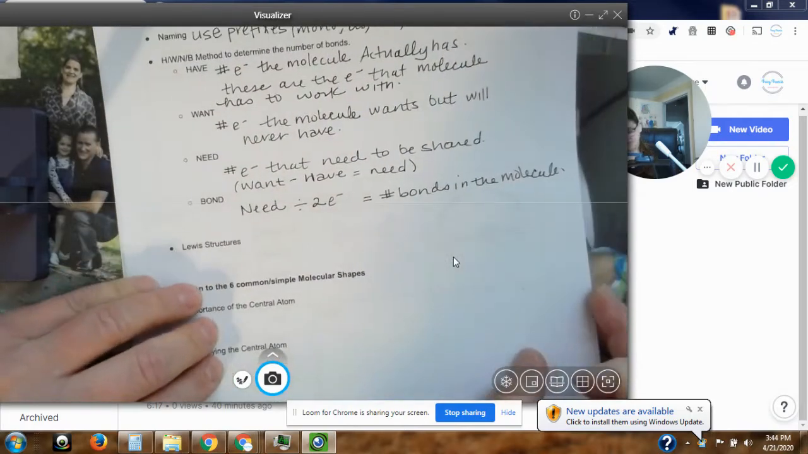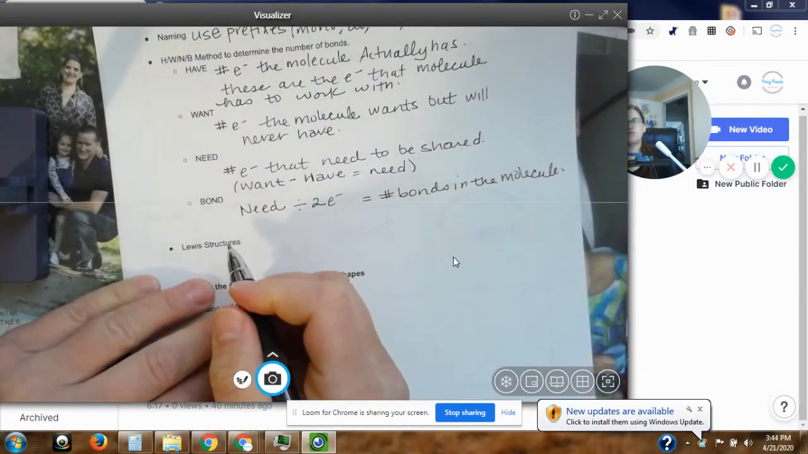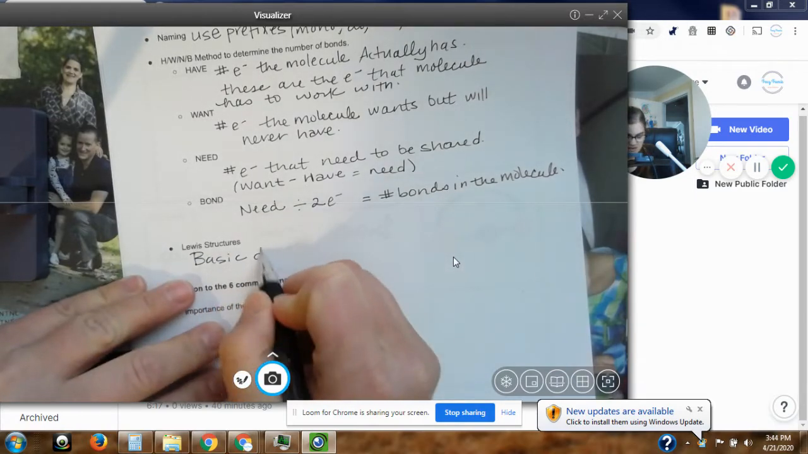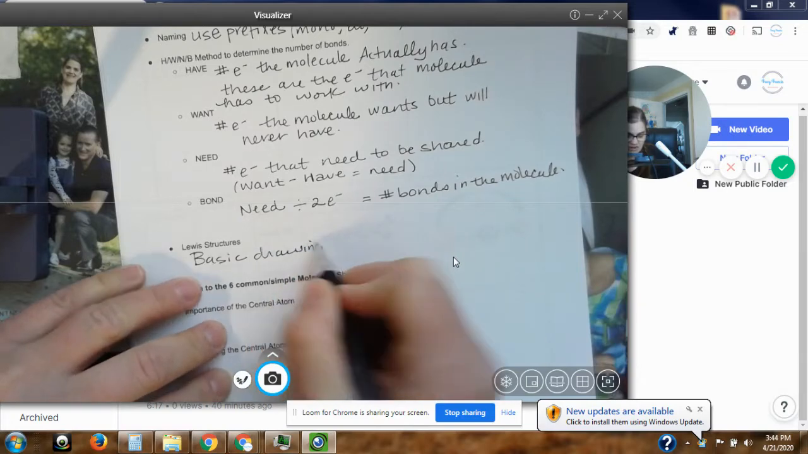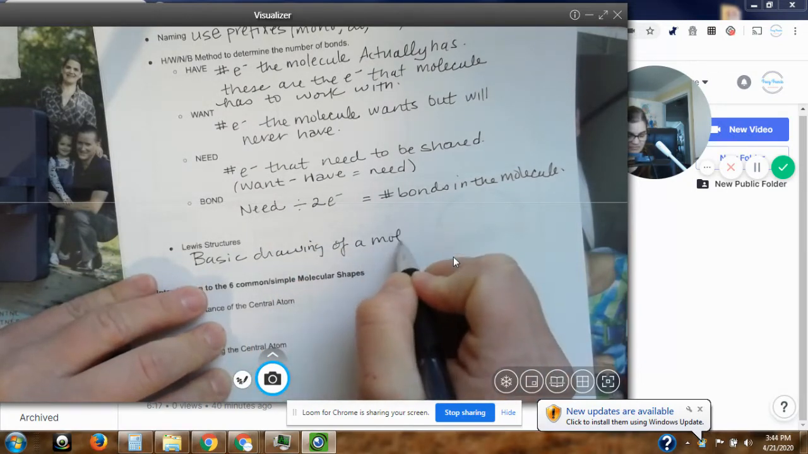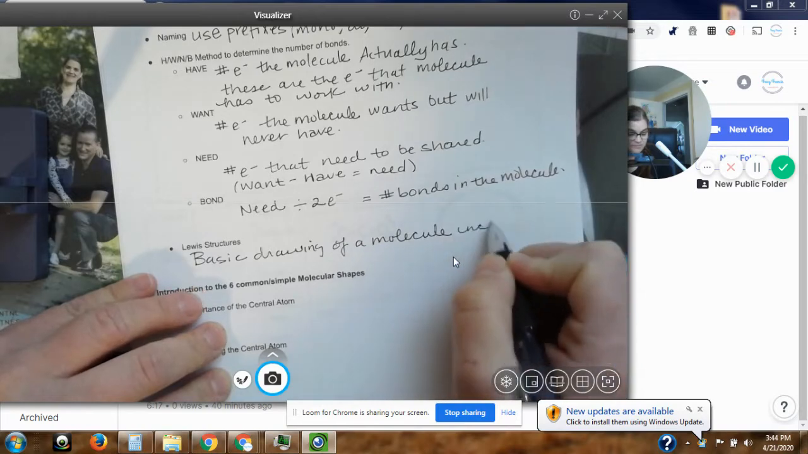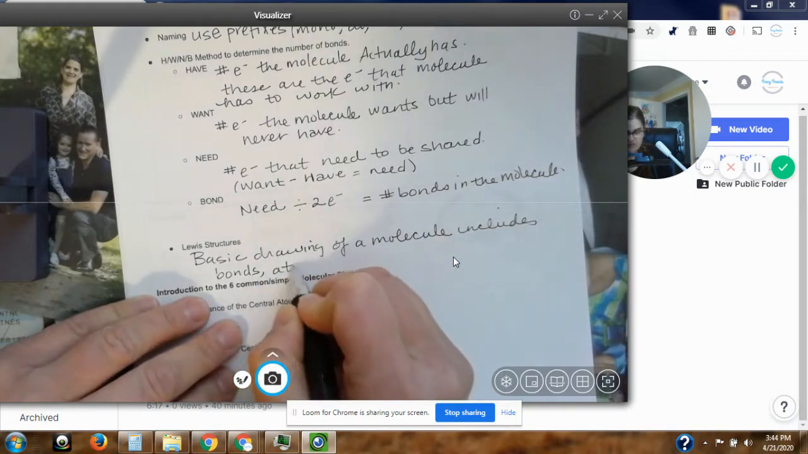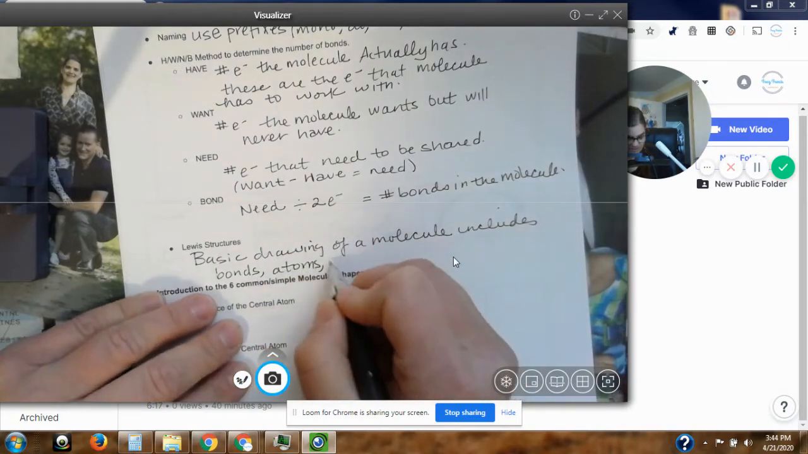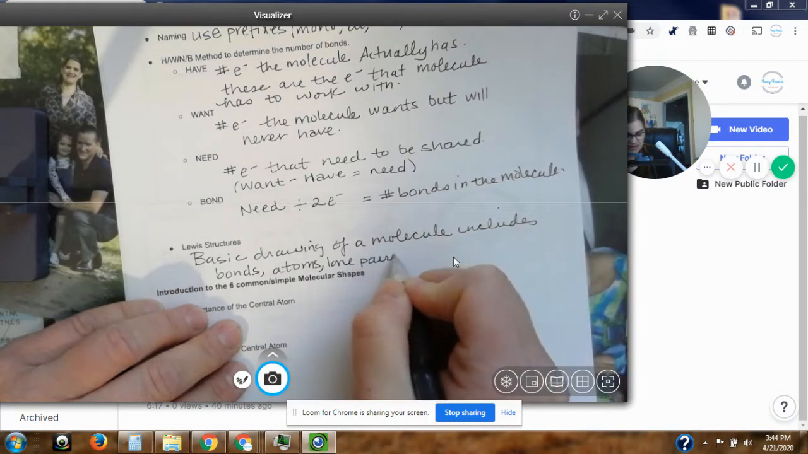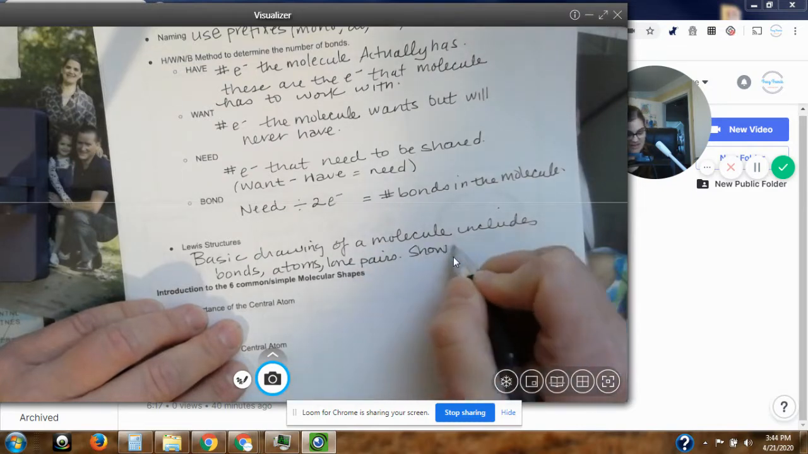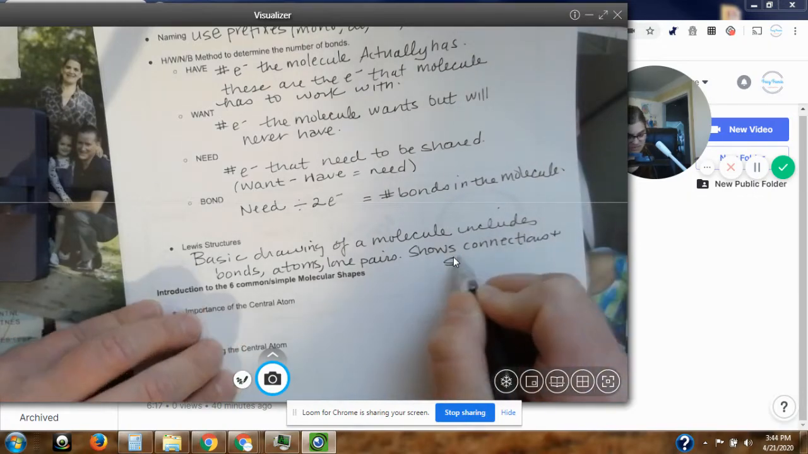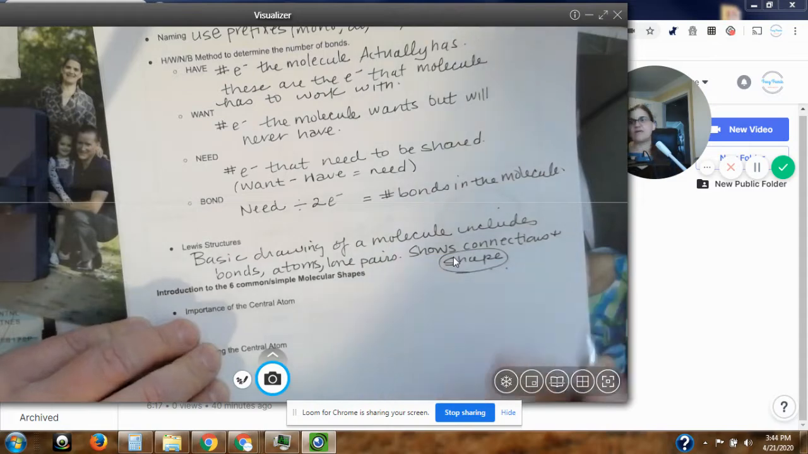So what we're going to do with this information is create a Lewis structure, which you have begun already. It's a basic drawing of a molecule. And it includes bonds, atoms, lone pairs. And it shows the connections and eventually the shape. And that's what I need to key you in on today.